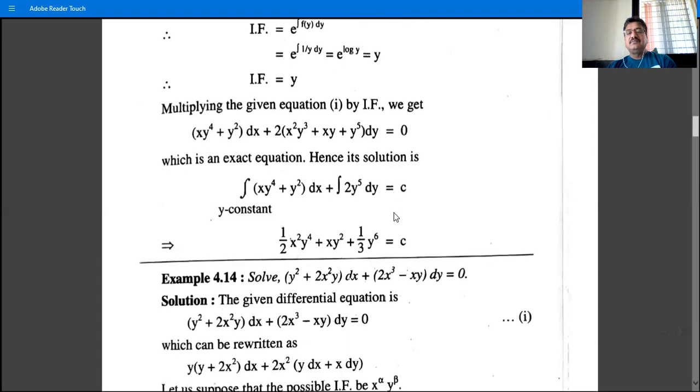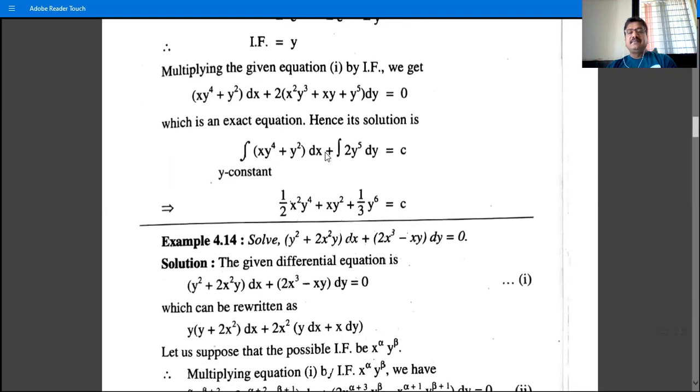2y^5 dy is equal to constant, and integration is with respect to x, meaning y^4 is constant, and the integration of x is x^2/2, so 1/2 x^2 y^4. Then y^2 is constant, and the integration of a constant is constant times the variable, so y^2 x, plus 2 times the integration of y^5, which is y^6/6. So 2/6 is 1/3. And so this is the final answer.